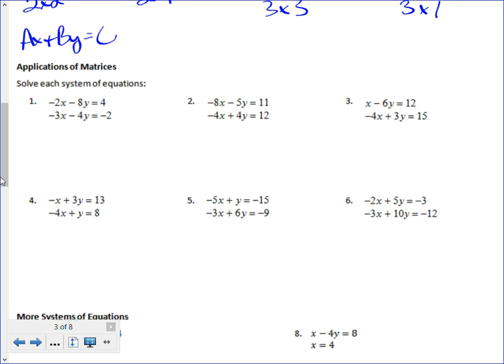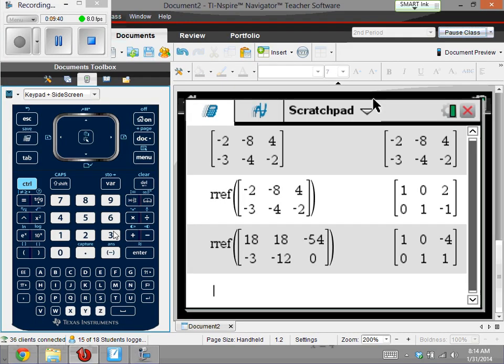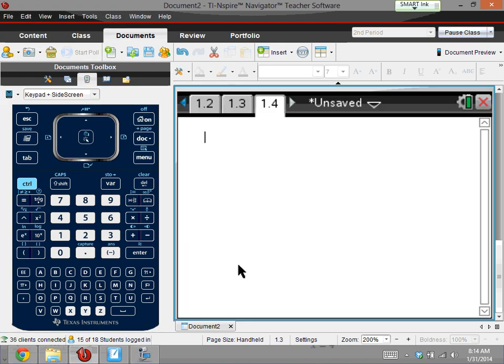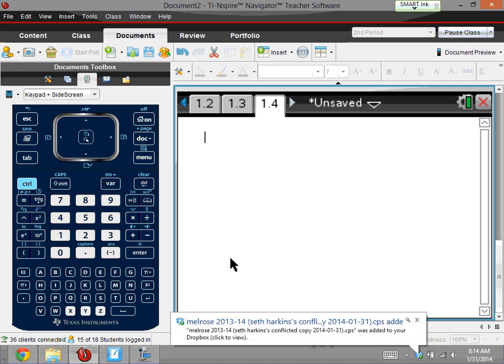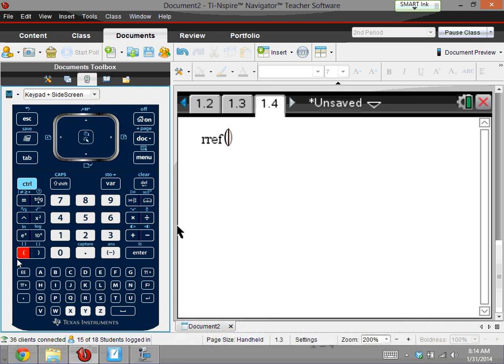Okay, let's go ahead. Let's get into a problem here. And the first thing that we need to do is take our calculator. We need to type in some letters. Hello, Mr. Computer. Activate. There we go. Okay. First thing you need to type in is R, R, E, F, parentheses.